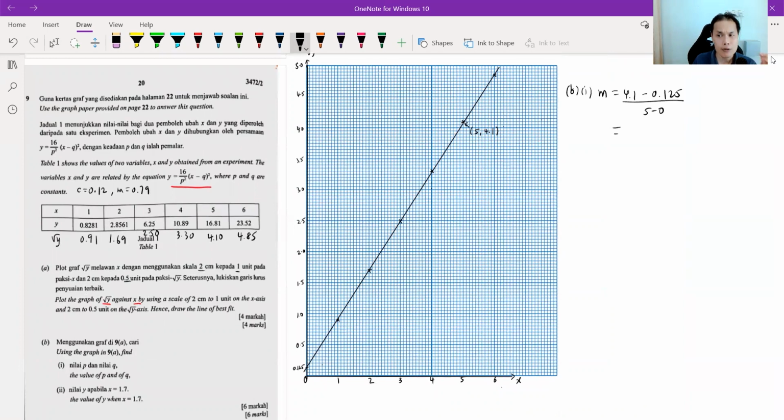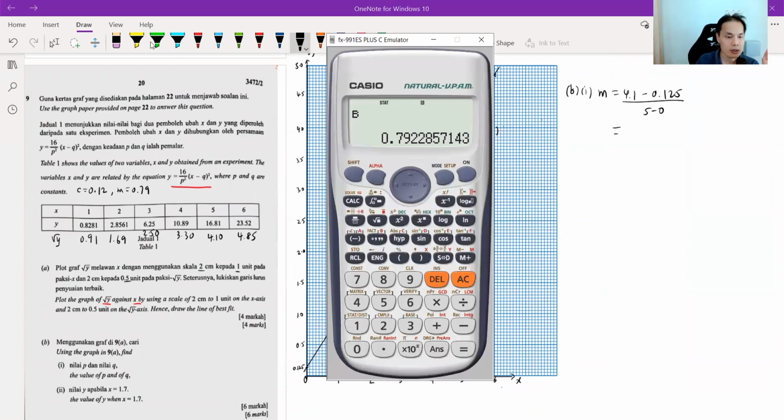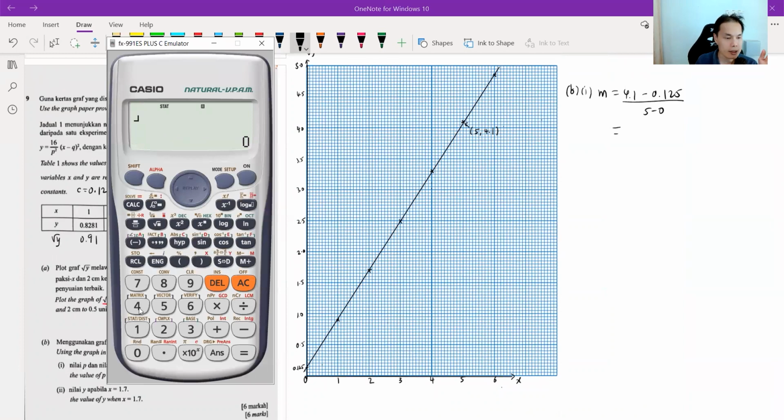My gradient, I take 4.1 minus 0.125, divide 5 minus 0. Like I say, why use 5 boxes? Because any number divided by 5 is a nice number. So in this case, let's find the gradient by taking 4.1. Oops, change my calculator to normal mode first. 4.1 minus 0.125, divide 5 minus 0. Okay, my gradient is 0.795.